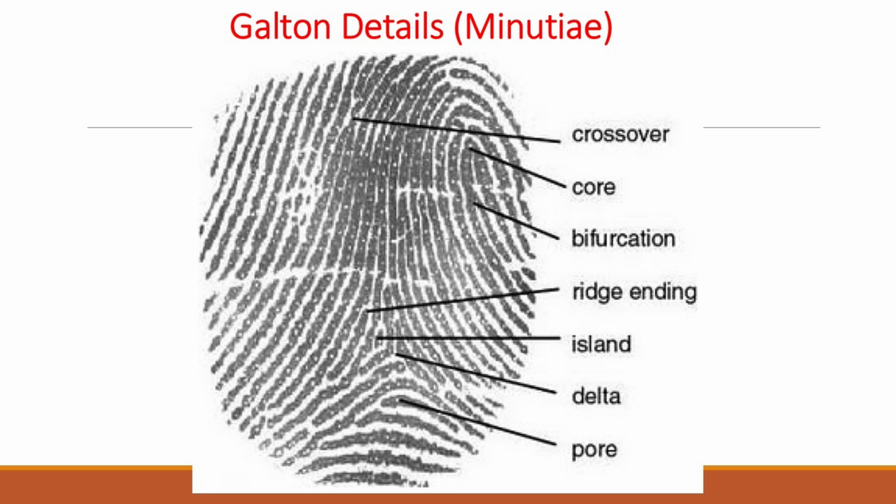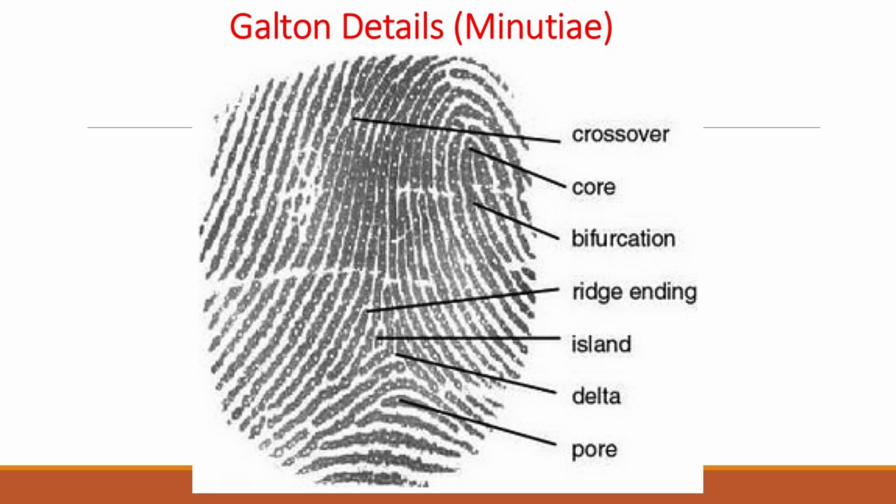Minutiae, or Galton details, are those points on the fingerprint that actually differentiate every pattern. In forensic science, we have two types of characteristics: class characteristics, that can link to a group of items, and individual characteristics, that can be used to identify an individual. They can be used for individualization.